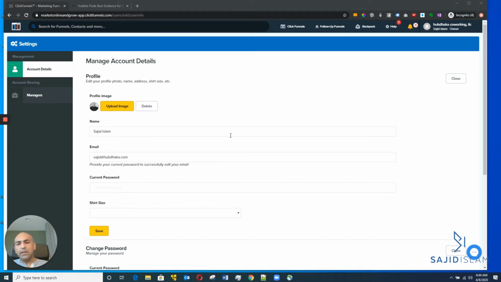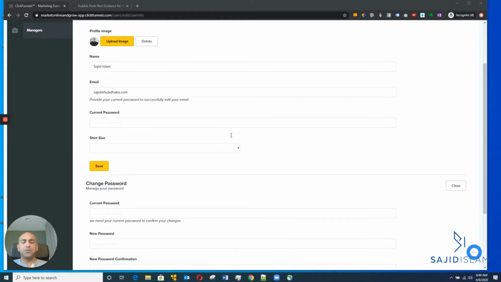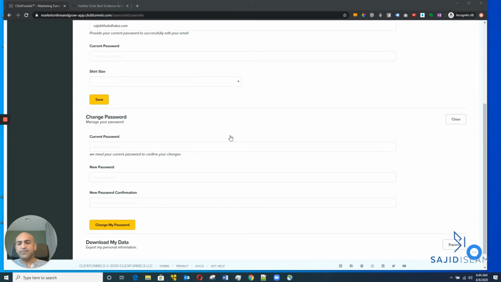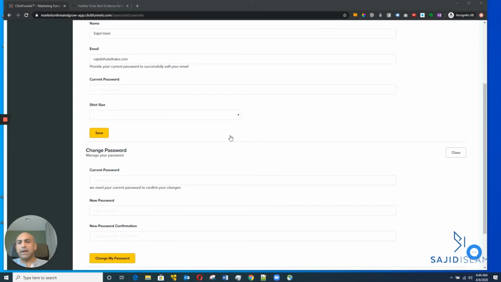So one thing I just noticed is that there is no option for two-factor authentication. I'm just trying to understand why ClickFunnels, being a technology company on the forefront of all this innovation, doesn't have it. That just surprises me. Why that is, is a question that remains to be answered.